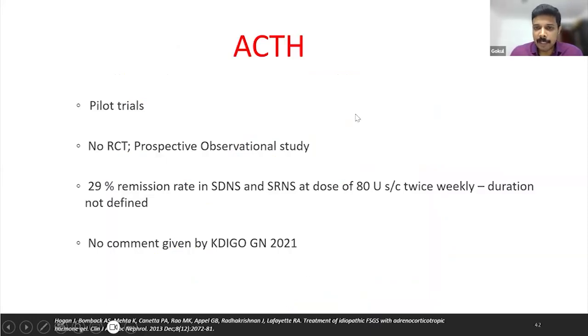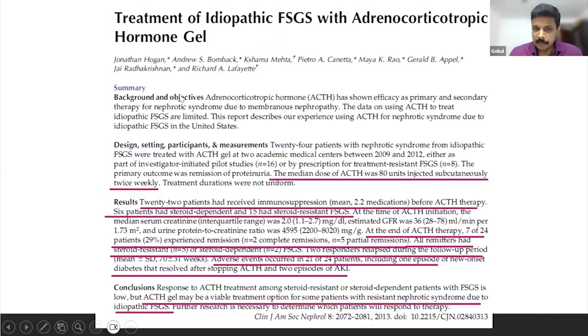The next thing which has been tried is ACTH gel. There were only pilot trials, and a 29% remission rate was obtained in SDNS and SRNS. The dose given was 80 units subcutaneous twice weekly. And no comment was given about it in the KDIGO 2021 glomerulonephritis guidelines. This was the evidence for ACTH.